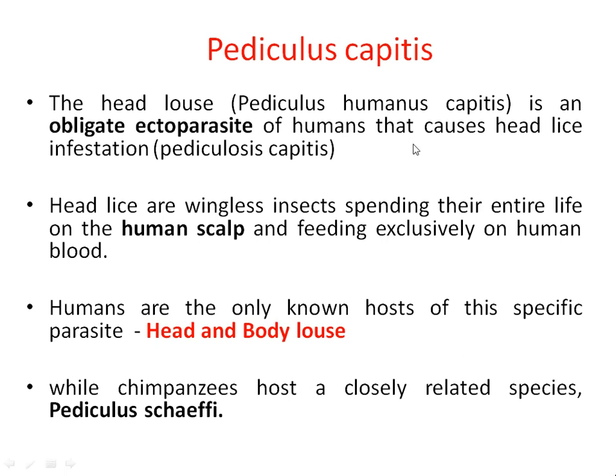The head louse, that is capitis, is an obligate parasite. Without the human head, the human host, it will not survive. It is an obligate ectoparasite of humans that causes head lice infestation, that is pediculosis capitis. Head lice are wingless insects spending their entire life on the human scalp, that is, on the head only, and feeding exclusively on human blood. Humans are the only known host of this specific parasite.